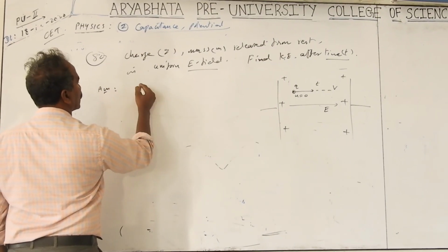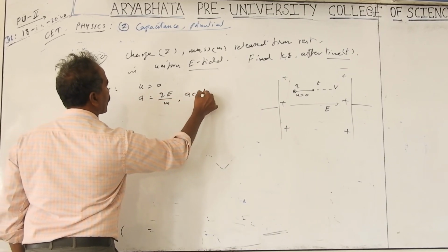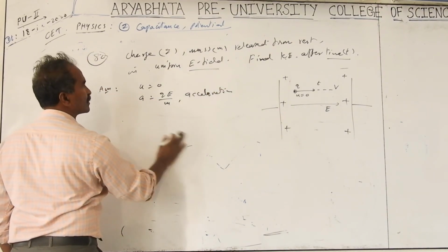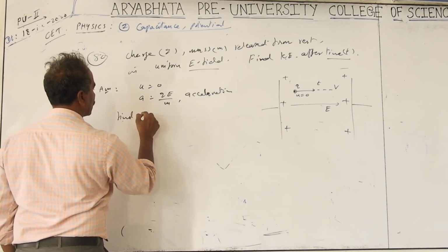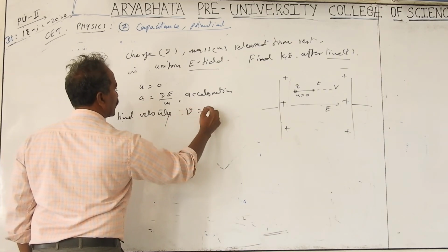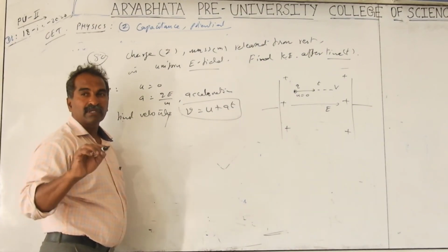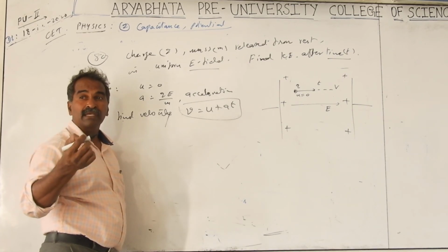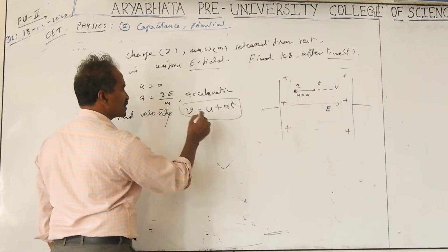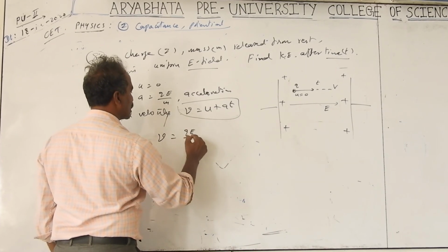Answer: u is 0. a is equal to qE by m, which is the acceleration. And the final velocity v is equal to u plus a into t, after time t as they ask. Sometimes they ask for distance. That problem is also there. After traveling distance d, v square equal to u square plus 2as. Here time is given, so v equal to u plus at. u is 0, so v becomes equal to a into t, which is qE by m into t.